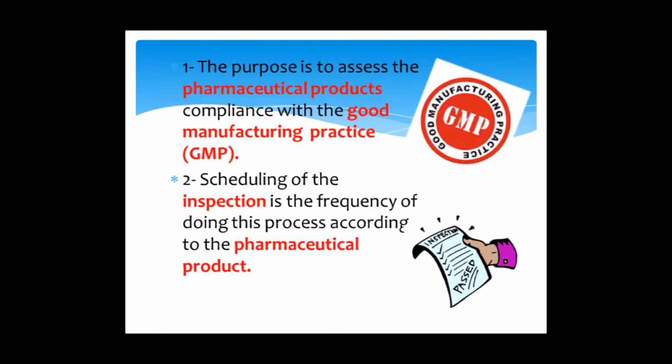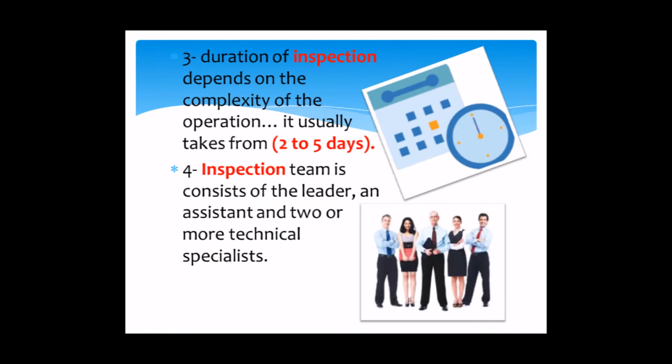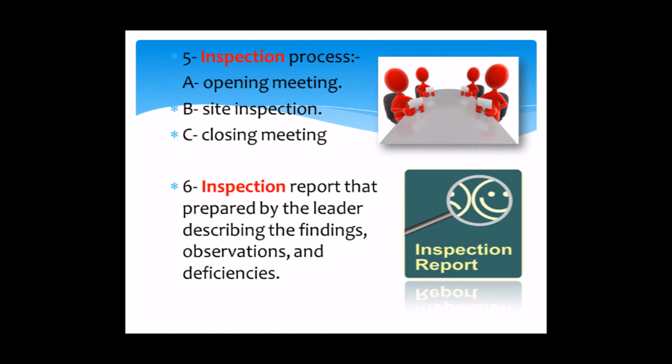Scheduling of the inspection is the frequency of doing this process, according to the pharmaceutical product. Duration of inspection depends on the complexity of the operation. It usually takes from 2 to 5 days. An inspection team consists of the leader, an assistant, and 2 more technical specialists. The inspection process is composed of an opening meeting, site inspection, and closing meeting.